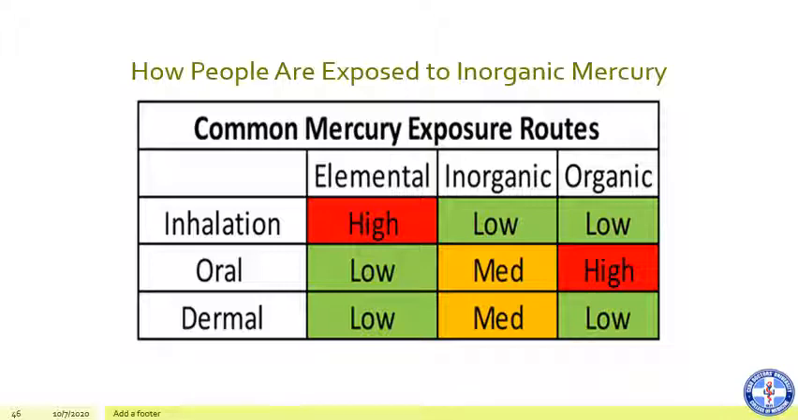We have here the three forms of mercury. We have the elemental, which is high via inhalation and low in both oral and dermal. In inorganic mercury, it is medium on oral and dermal, and it is low via inhalation. But in organic mercury, it is high in oral and low in both inhalation and dermal.